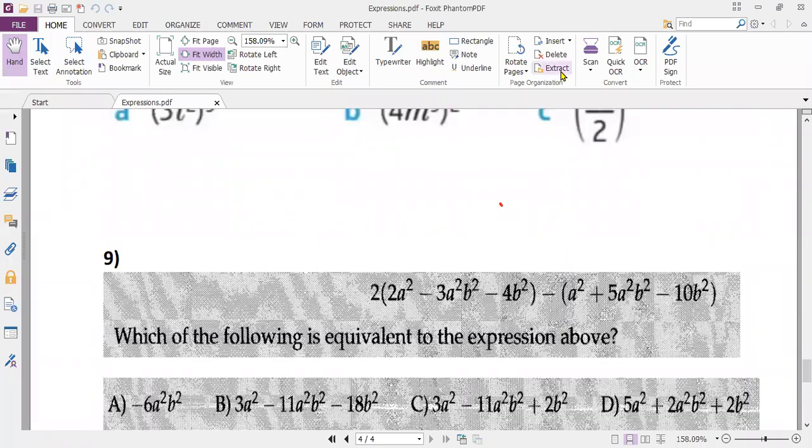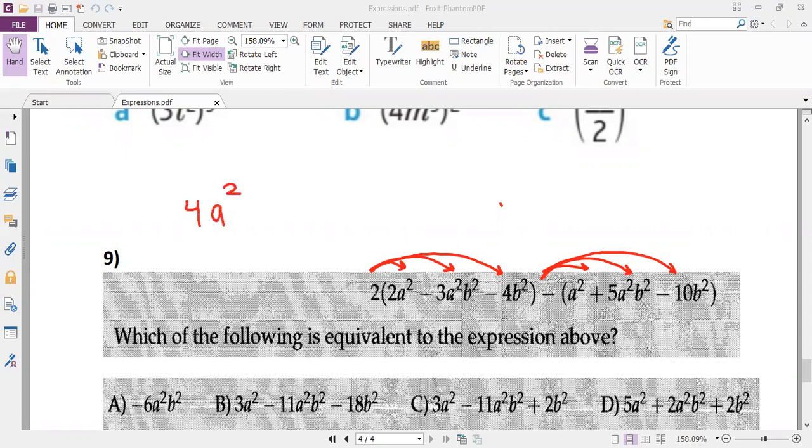Let's try this one. I have 2 and I need to expand. So 2 multiplied by all these terms inside. And I have a negative, and this negative is multiplied by all terms inside. So multiply 2 times 2a squared. It's 4a squared. And 2 times negative 3, it's negative 6. And just write a squared b squared next to 6. And the next, positive times negative, negative. And 2 times 4 is 8, b squared.